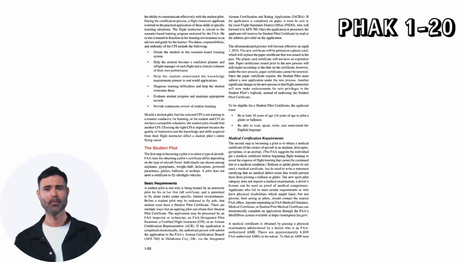The application may be processed by an FAA inspector or technician, an FAA designated pilot examiner, a certified flight instructor, CFI, or an airman certification representative, ACR. If the application is completed electronically, the authorized person will submit the application to the FAA's Airman Certification Branch, AFS-760, in Oklahoma City, OK, via the Integrated Airman Certification and Rating Application, IACRA.